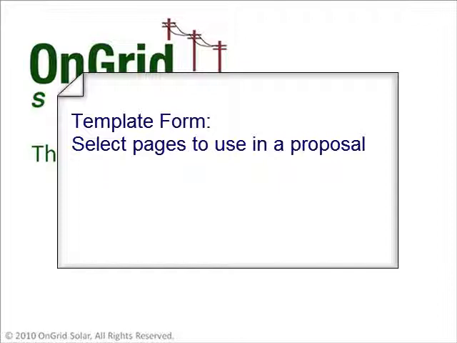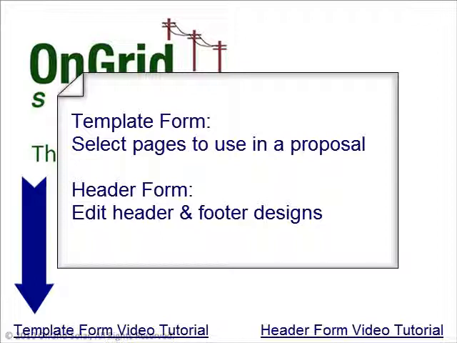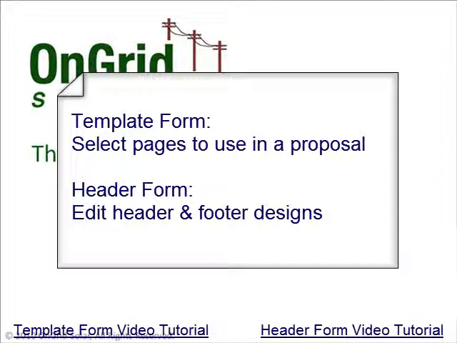Using the template form, you can change which pages are included in the different proposal templates and create new proposal templates from scratch. And using the header form, you can fine-tune the design of the proposal template's header and footer style. To learn more about the template form and creating custom proposal templates, click the Template Form video tutorial link in the lower left corner of this video. To learn more about the header form and customizing proposal headers, click the Header Form video tutorial link in the lower right corner. And at any time, you can access these and other video tutorials from the OnGrid Tool's Support section.